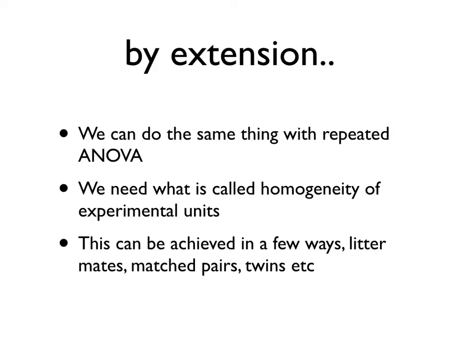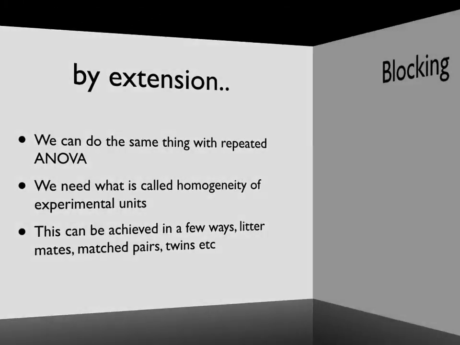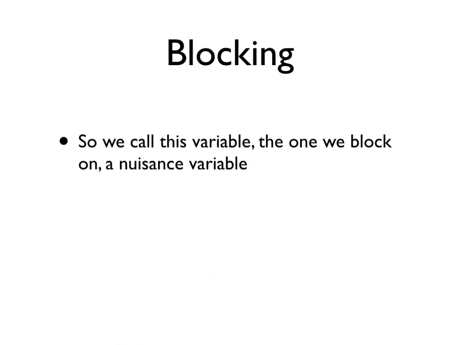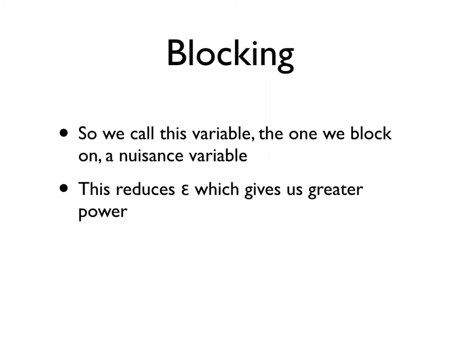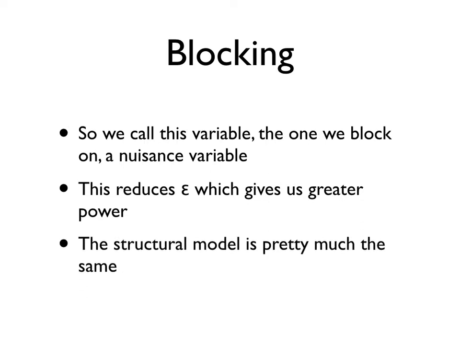It's exactly the same logic as the correlated or dependent sample t-test, except we're going to do it with analysis of variance. So we're going to block on a variable. When we block on it, we call it a nuisance variable. It's a variable that gets in the way, but we can measure it. Oh, it's measurable. That's nice. Okay? This is going to reduce epsilon, reduce error, any error we have, and give us more power.